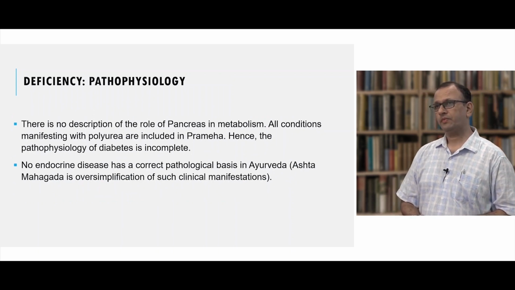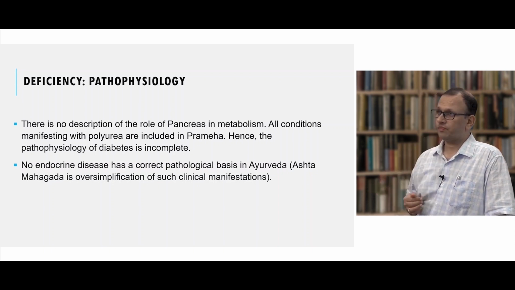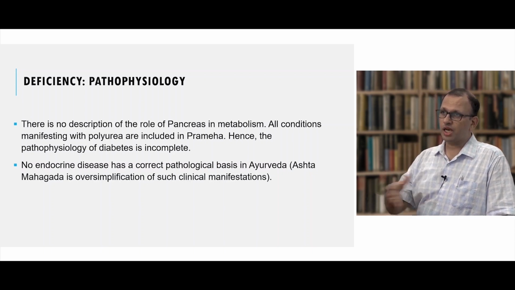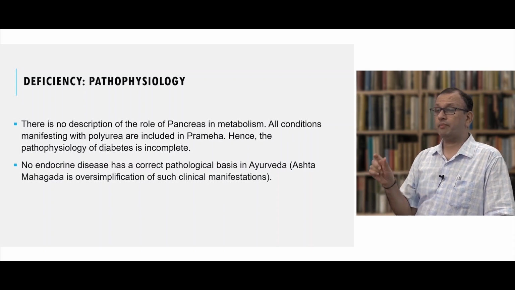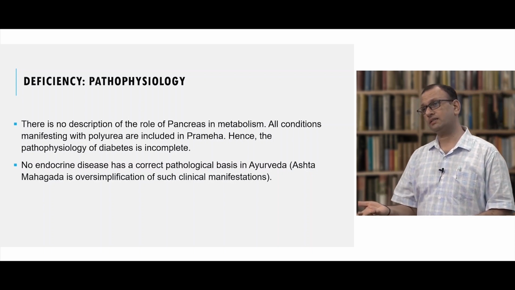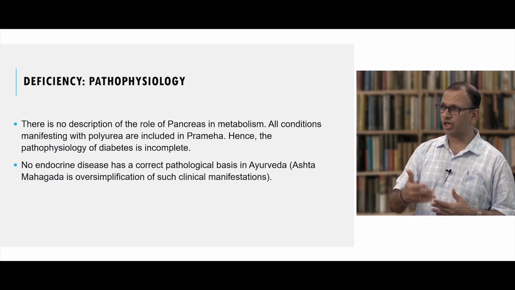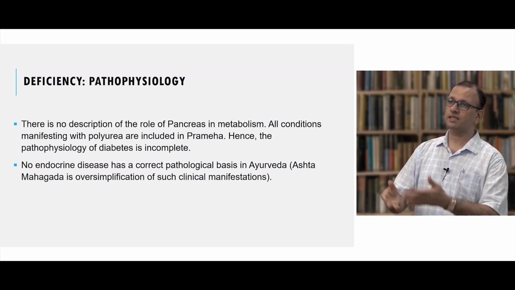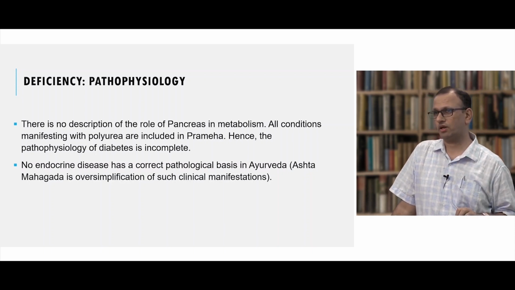Similarly, pathophysiology. There is no description of the role of the pancreas in metabolism in Ayurvedic textbooks. And all conditions manifesting with polyuria are included under prameha. Right? Prabhuta, avila, mutrata. That is the definition of prameha. Right? Polyuria. And hence, the pathophysiology of diabetes is incomplete as per Ayurvedic textbooks. And for that matter, no endocrine disease has a correct pathological basis as per Ayurvedic textbooks. Right? Many scholars argue that Ashta Mahagada, Ashtanindita Purusha, right? It is representative of clinical endocrinology or something like that.